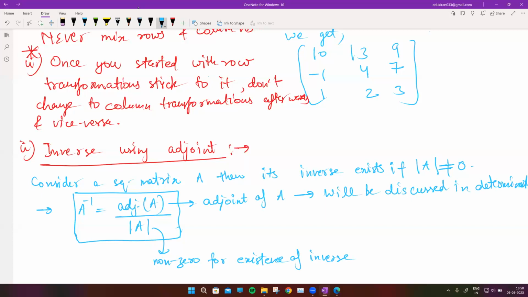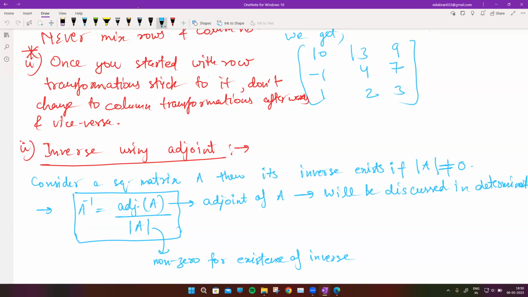Also, we have one very easy proof: if the inverse exists for a square matrix, then it will be unique. What does it mean? You will have only one matrix B for the matrix A such that AB equals BA equals I. If for A you get a matrix B which is its inverse, then there will not be another matrix C which is also the inverse of A. So the inverse, if it exists, will be unique.